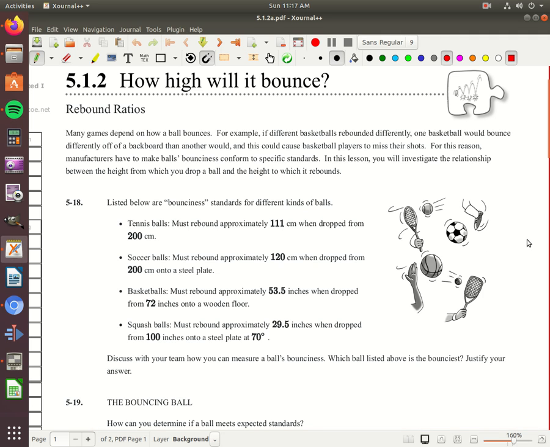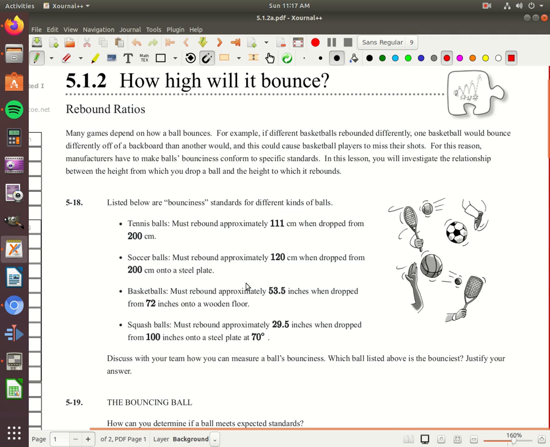All right, so 5-1-2, how high will it bounce? Rebound ratios. Many games depend on how a ball bounces. For example, if different basketballs rebounded differently, one basketball would bounce differently off a backboard than another, and this could cause the basketball players to miss their shots. For this reason, manufacturers have to make ball bounciness conform to specific standards.